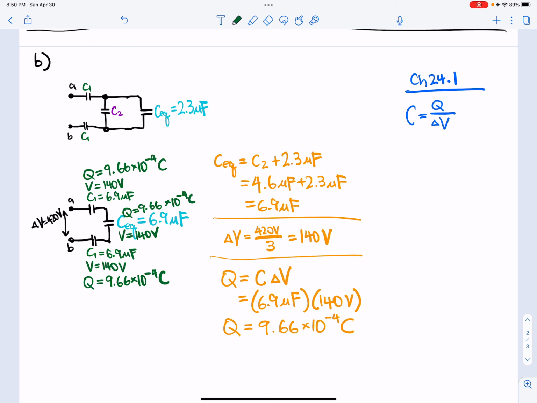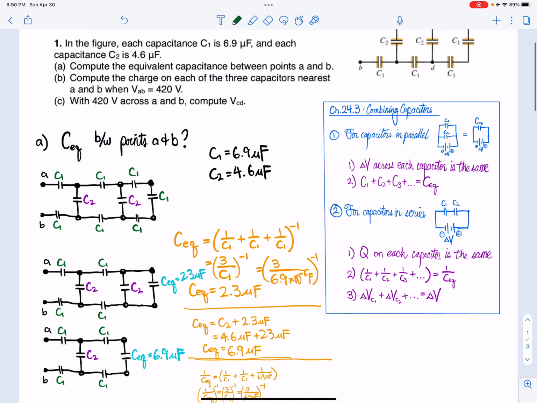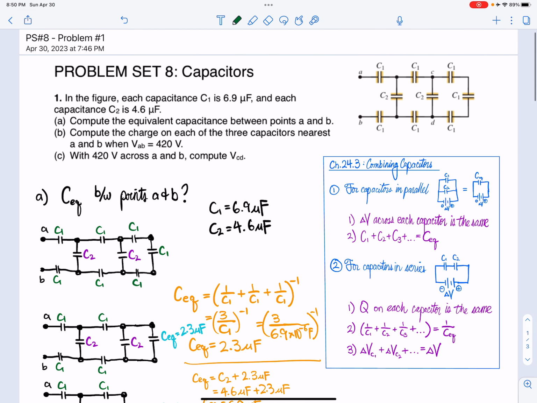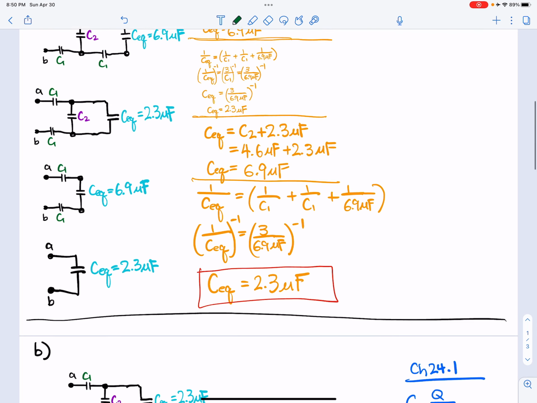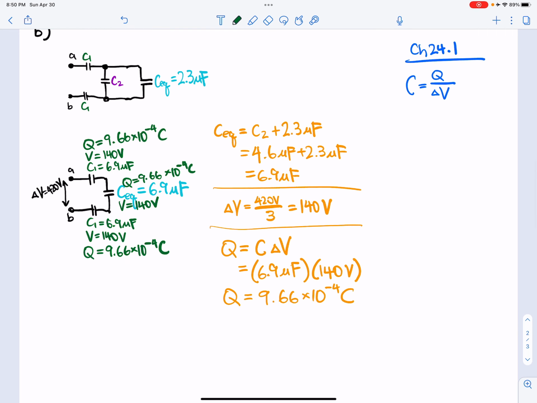Actually, what was the question for part B? Compute the charge on each of the three. Okay, yeah. So this is the charge for each of the three capacitors nearest to point A and point B when the voltage between point A and point B is 420 volts, okay? So there is your final answer for part B.